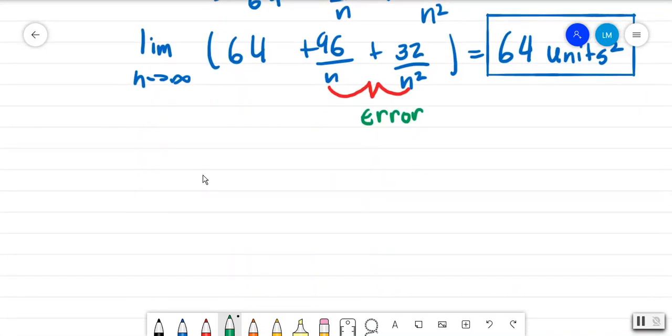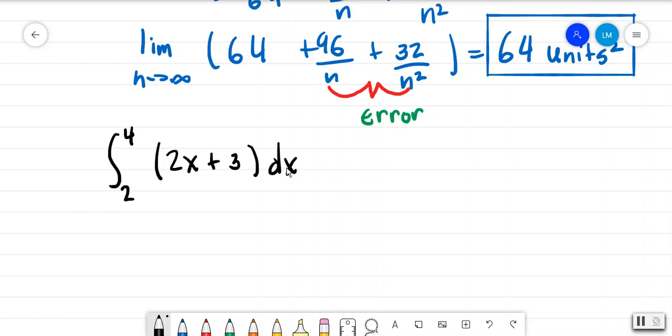Now, if you want to apply this to, say for example, just find the area of a region, like let's say you have the integral of 2x plus 3 dx. Technically you can apply this method, but you really don't have to. Why? Because if you go ahead and graph this, you'll see that this will be 7, and then when you plug in 4 you'll get 11.